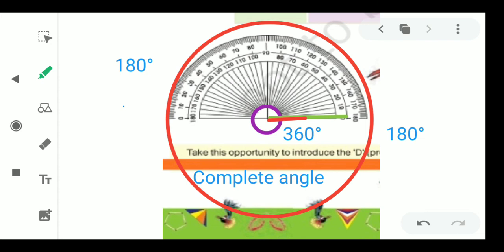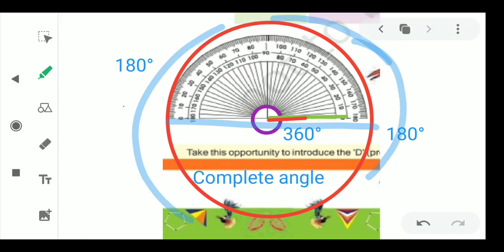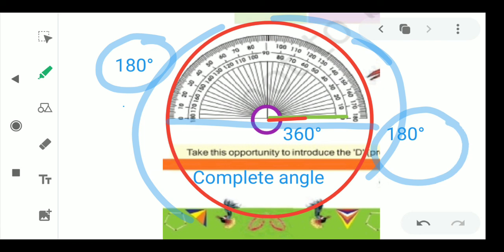Now if two such protractors are joined from here and placed like this, it makes a complete circle. Two protractors means 2 times 180. One protractor has a measure of 180 degrees, the other one also has 180 degrees. So two protractors means 180 plus 180, that is 360. It is an example of a complete angle. A complete angle always measures 360 degrees.